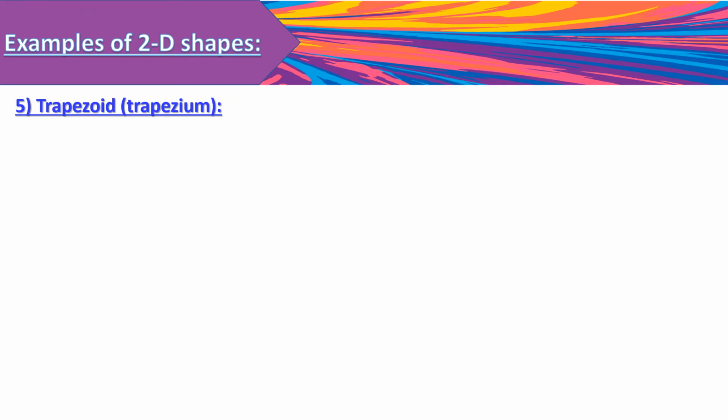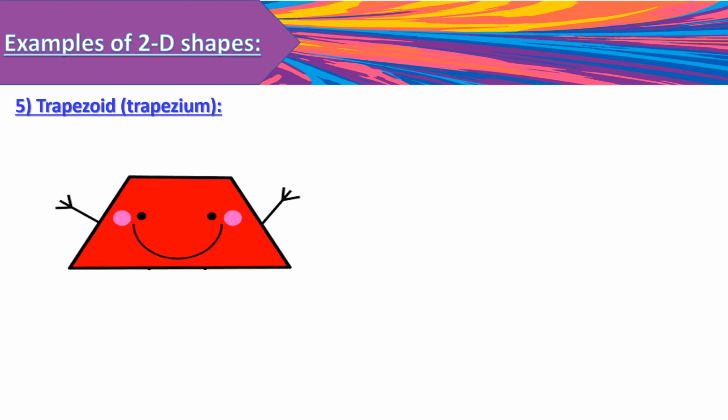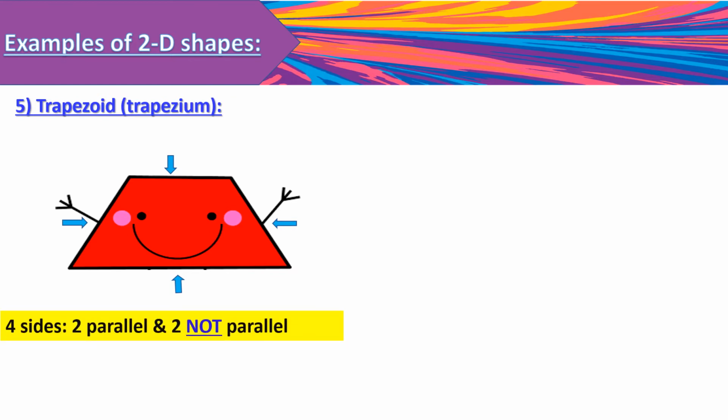Let's move to trapezoid. It can be called trapezium. It's our trapezium. How many sides do you have? 1, 2, 3, 4. Okay. Are these sides equal or not? No, they are not equal. But two are parallel and two are not parallel. So it has four sides, two parallel and two not parallel.